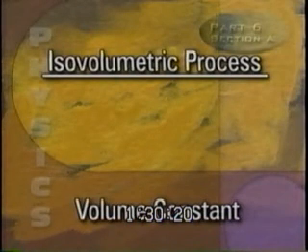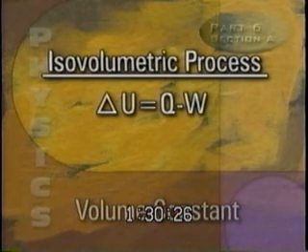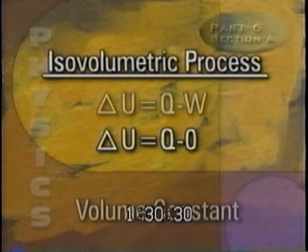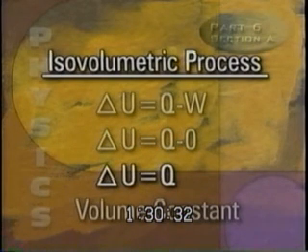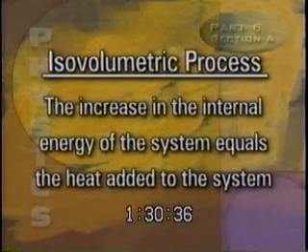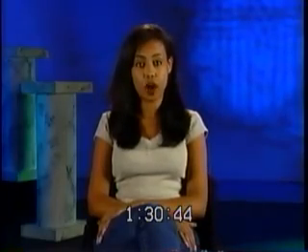Now, to figure out how an isovolumetric process affects our equation for the first law of thermodynamics, delta U equals Q minus W, we just fill in that work equals 0, and we get that delta U equals Q. So, for an isovolumetric process, the increase in the internal energy of the system equals the heat added to the system. So, that's an isovolumetric process.